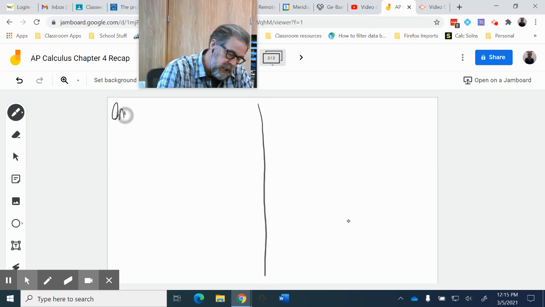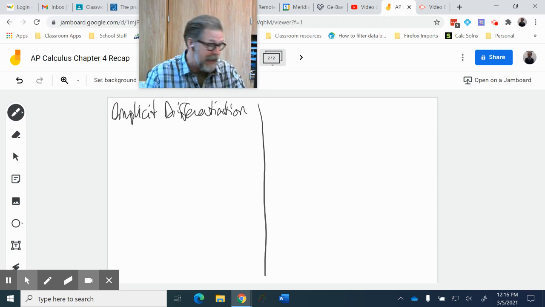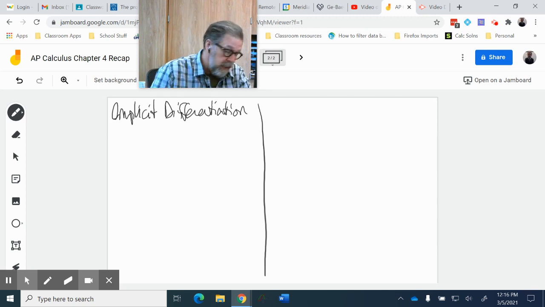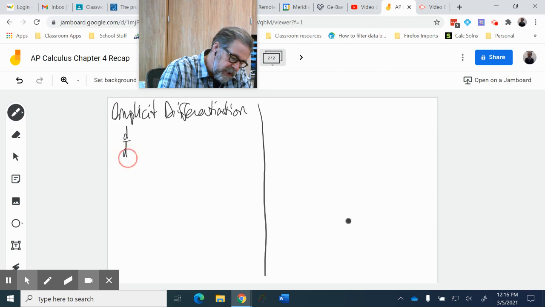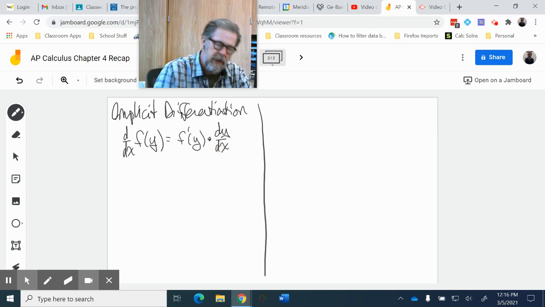Implicit differentiation. Implicit differentiation is useful when we have a situation where we cannot write y equals some function of x. Instead, we have some function of x and y. And the way implicit differentiation works is that when we get to the part that is a function of y, we take the derivative of that function and then use the chain rule to multiply that by dy dx.